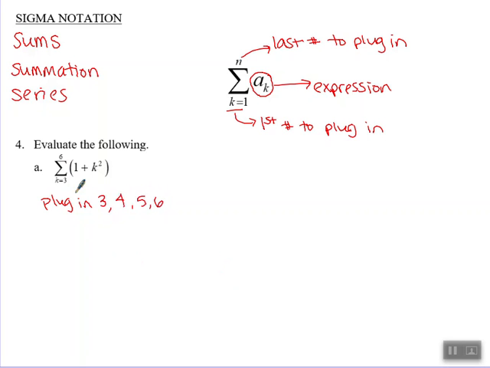So if I plug 3 into this expression, 1 plus 3 squared gives me 10. If I plug in 4, I get 17. If I plug in 5, I get 26. And if I plug in 6, I get 37. We need to add these numbers together, and we get 90. And that's it. You just plug in several numbers into the expression and add together the resulting terms.